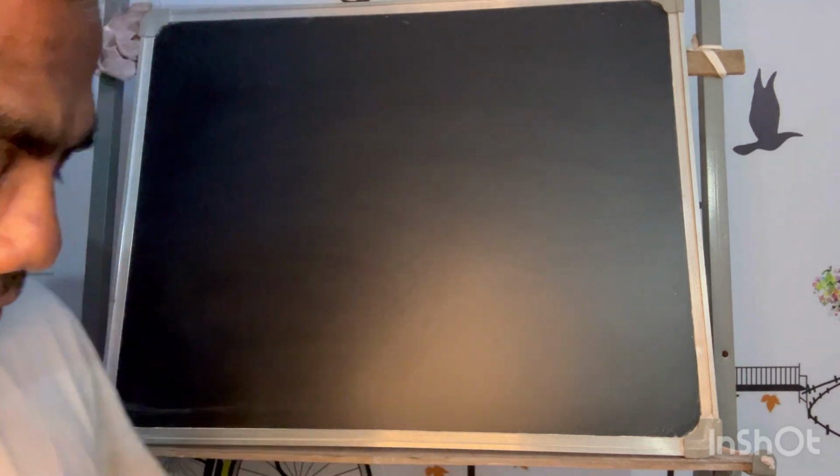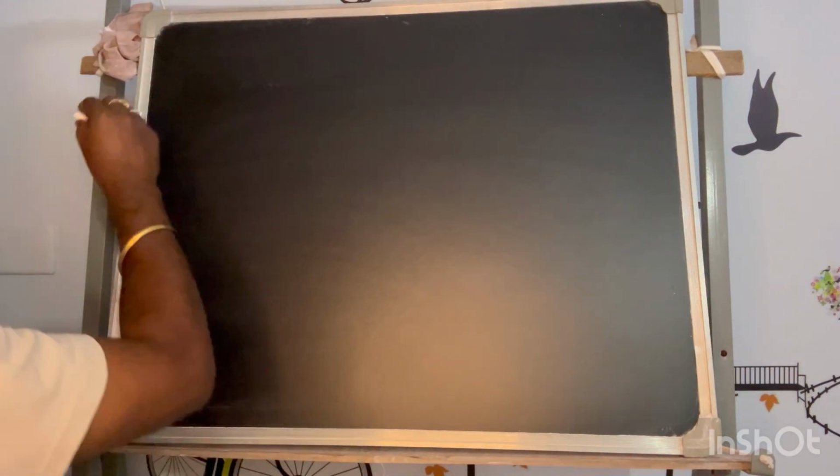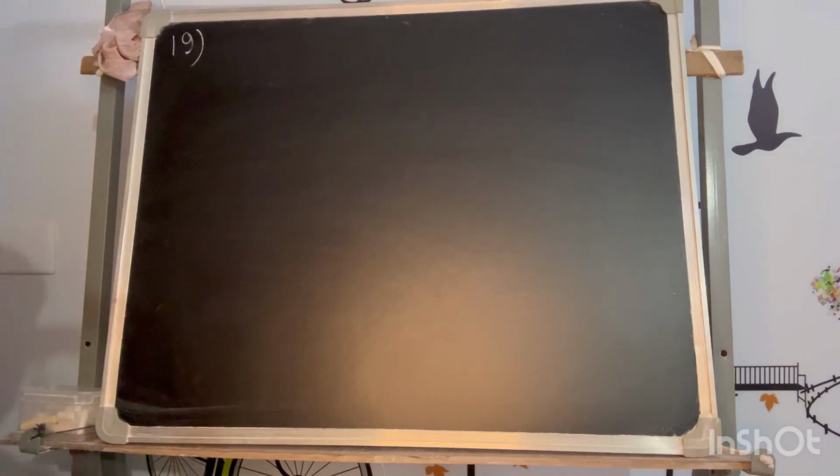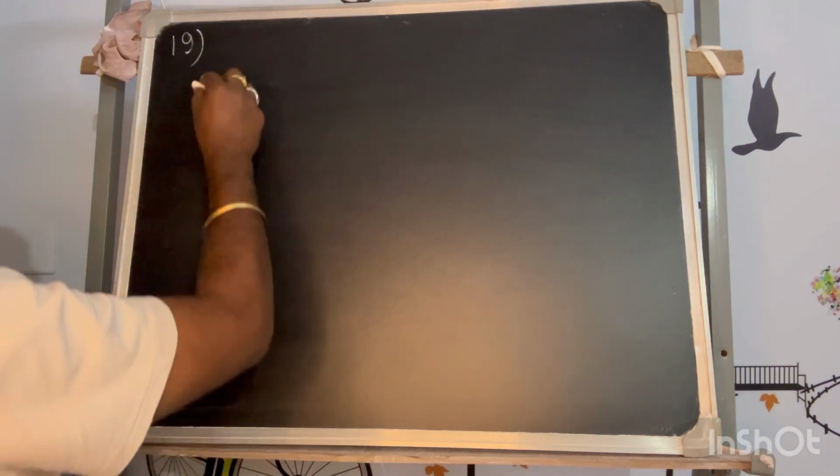So, the next problem that we'll move on to is number 19. We have discussed number 18. This is your 19th problem. The 19th problem says Vicky completes a job.